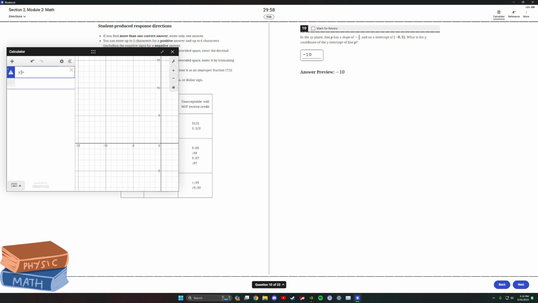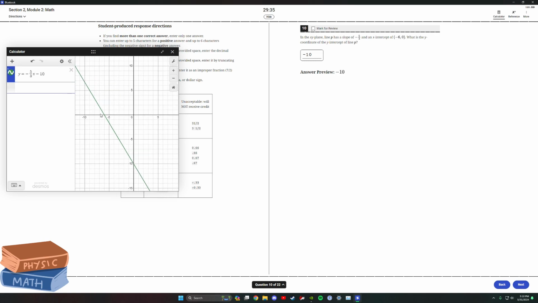y equals negative 5/3 x. When we plug negative 6 in, we get 0. Negative 5/3 times negative 6 is 10, so then we have negative 10. Yep, that is the line that we have. So negative 6, 0, and we're at negative 10.